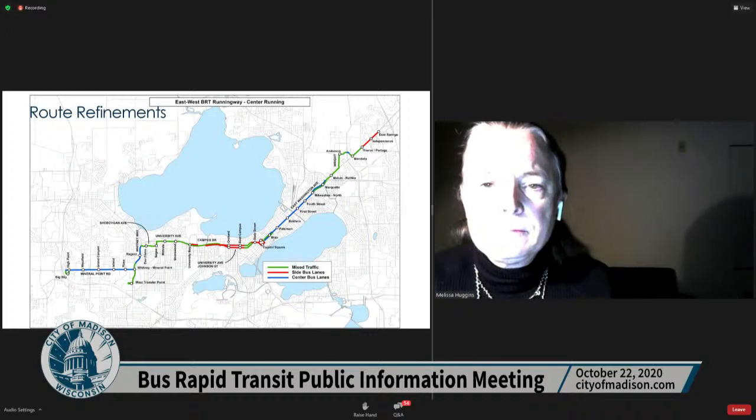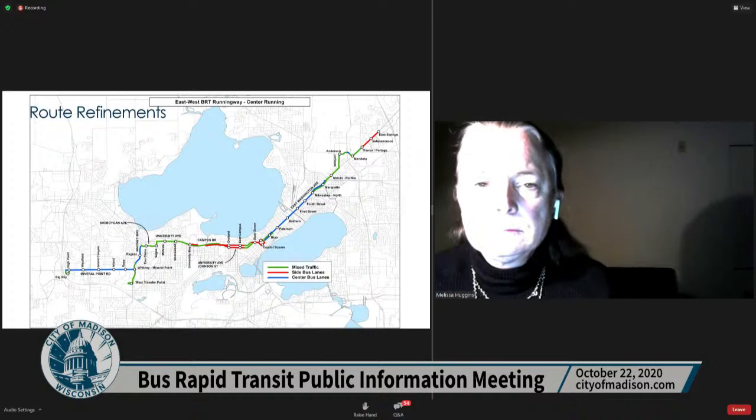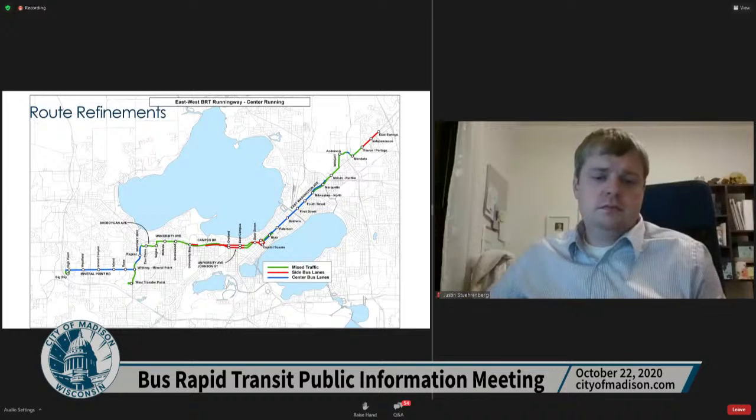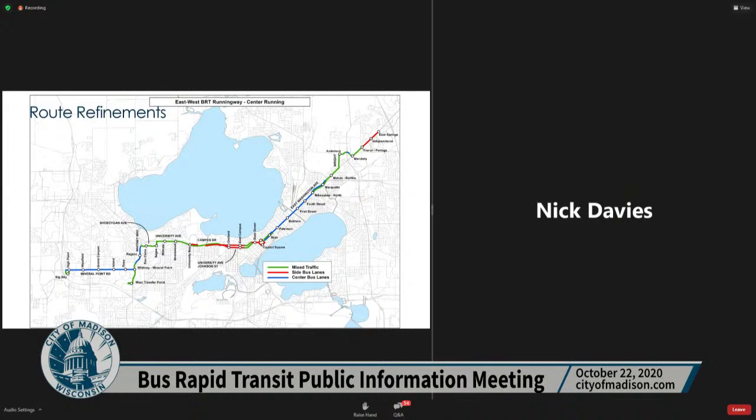So Nick, you're up next. Howdy. So I like the center running concepts that we've seen in this meeting. What I wanted to check on was I see that, according to this plan, it isn't extending to the stretch of University, for example, from Segoe to University Bay. And I was wondering what the decision making there was as far as whether center running would be feasible there or not.